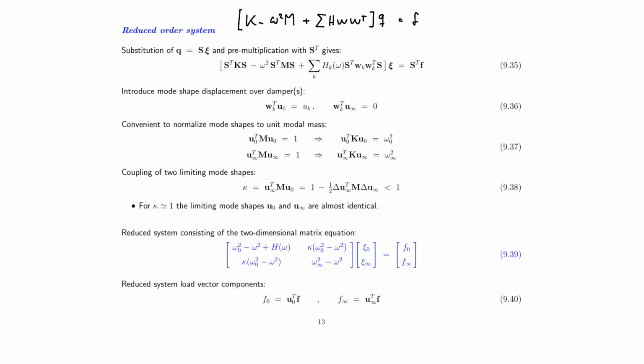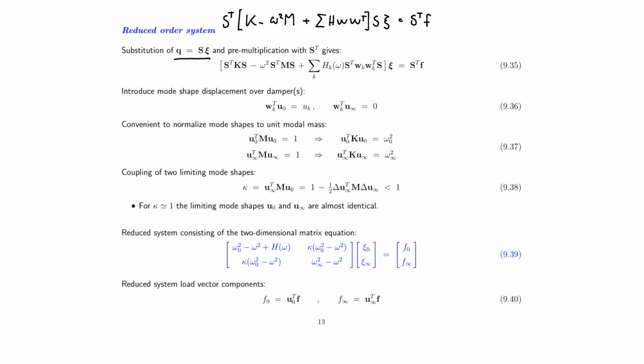Let's perform our system reduction by our reduced modal representation. Now I've copied the equation of motion and written it on the top of the slide, and we're going to introduce Q equal to S times Xi. That means I'm going to just introduce S times Xi vector, and then I'm going to pre-multiply with S transposed. So on the right hand side I also get S transposed times F.